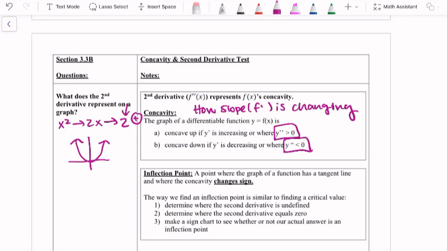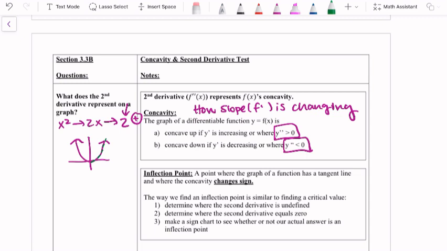Now, if we're thinking about it in terms of the slope, we're saying that the slope, y prime, is increasing all across the domain of x squared. Especially to the right of 0, when x is 0 or greater, I can definitely see that our slopes are increasing, right? Positive slope, positive slope, positive slope.